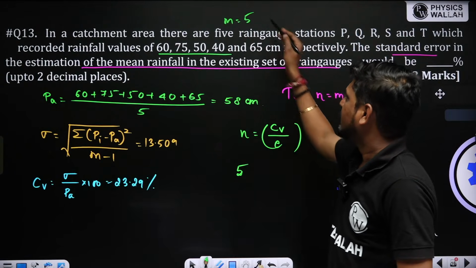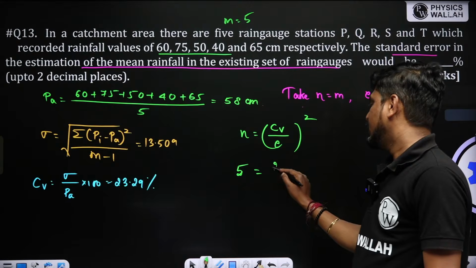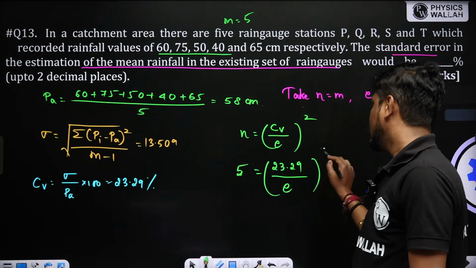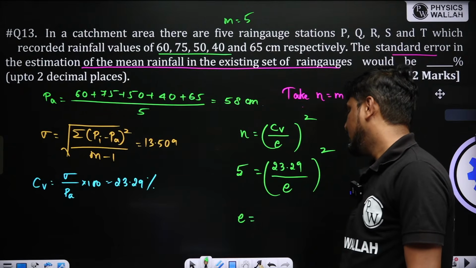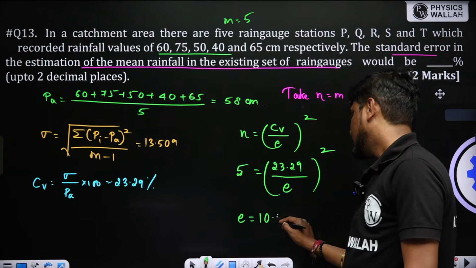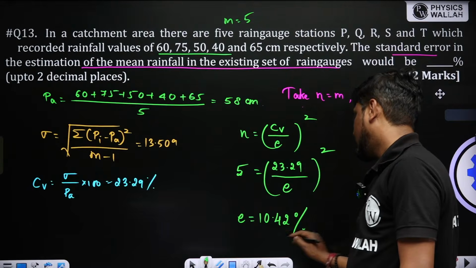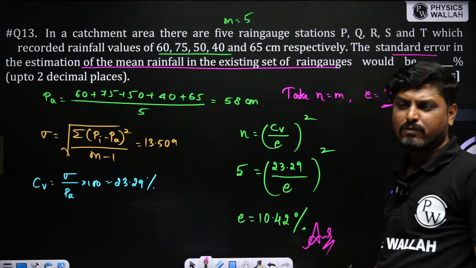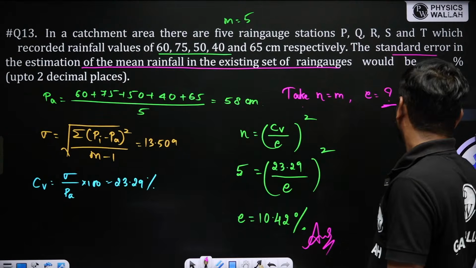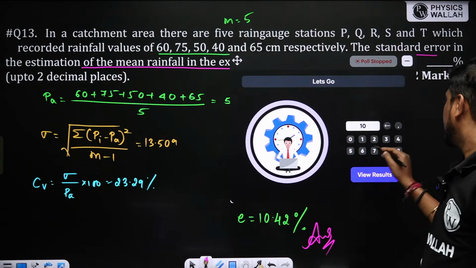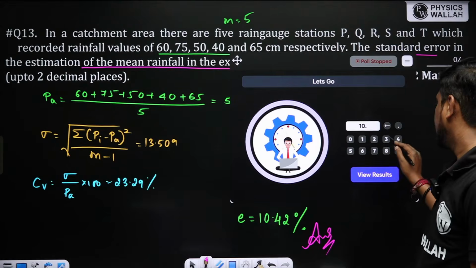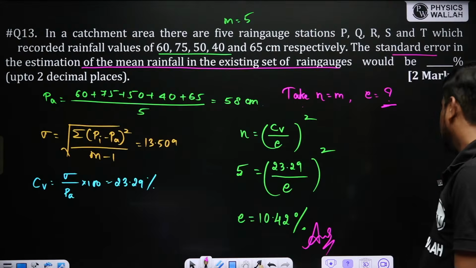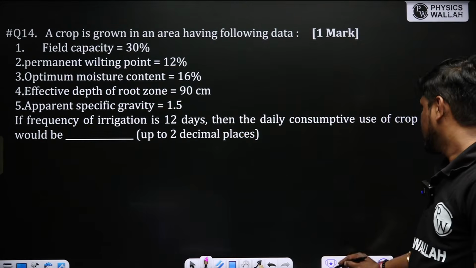M is 5. CV is 23.29, divided by E whole square. Solve this. E value you will get as 10.42%. This is the exact answer. 10.416, you will get 5. Remaining people, you didn't know the formula. 10.42. Simple question.